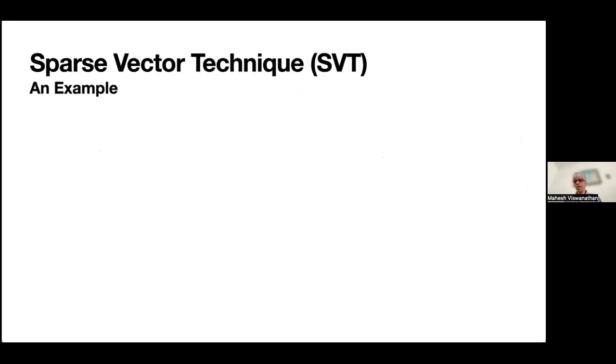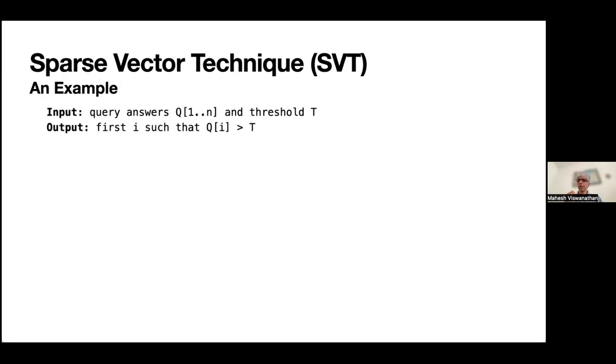Okay, so let's look at an example again, a little bit more concrete with a program to give you a flavor of how these things look. This is a classical technique called the sparse vector technique. Here, the algorithm gets a sequence of answers to queries, denoted as this sequence Q1 through Qn, and it has a threshold as well. The goal in this algorithm is to output the first value in your input stream that is larger than the threshold.